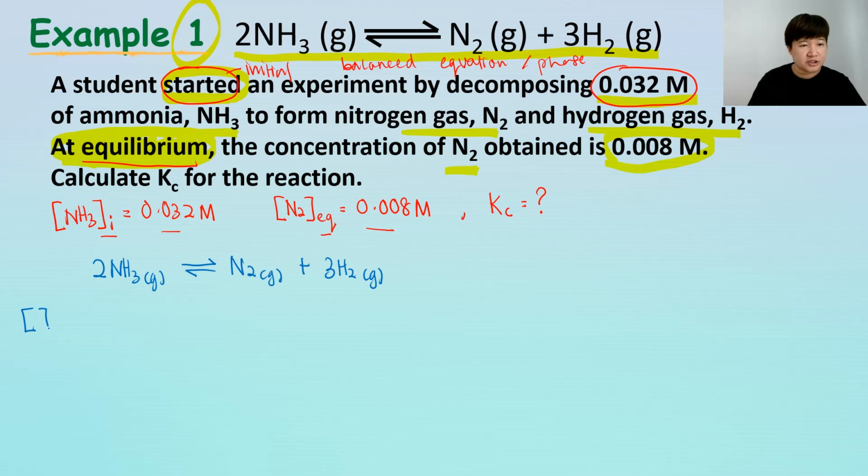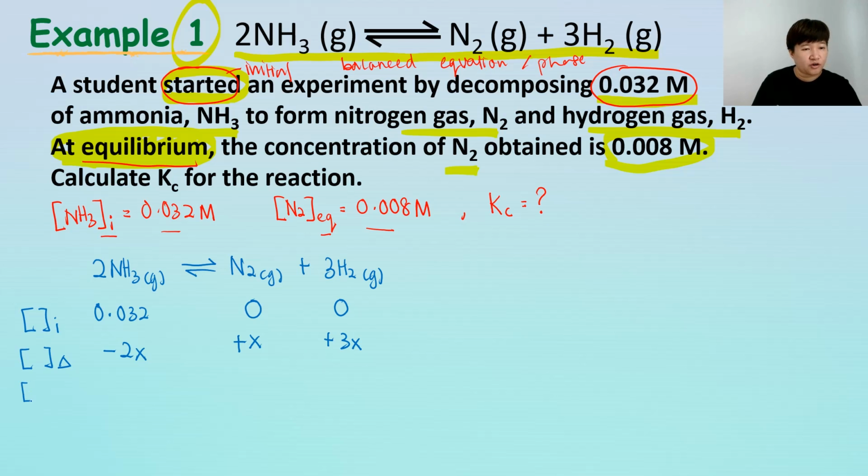Start off with the concentration initial. The initial concentration of ammonia is 0.032 molar. The initial concentration of the products nitrogen and hydrogen will be 0, 0, because there is no product formed yet. Next, concentration changes. The changes over here will be minus 2x, and then plus x for the nitrogen and plus 3x for the hydrogen. Positive because they are products, negative because it's a reactant. The 2, 1 and 3 depend on the stoichiometry of your balanced equation.